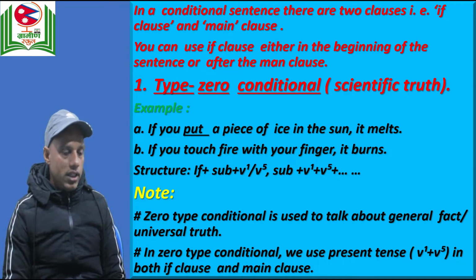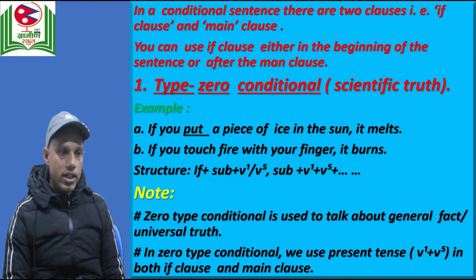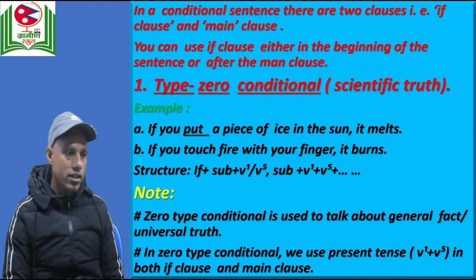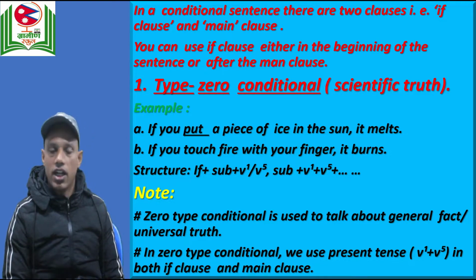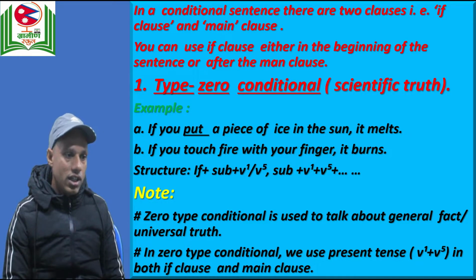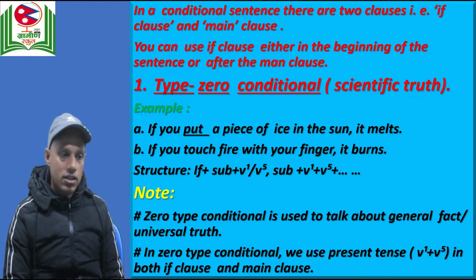In a conditional sentence there are 2 clauses. In the above examples also you might have noticed, there are 2 clauses in a single sentence. They are the if clause and the main clause. You can use the if clause either in the beginning of the sentence or after the main clause. So it's a choice. Now we'll learn the first type, zero type conditional.